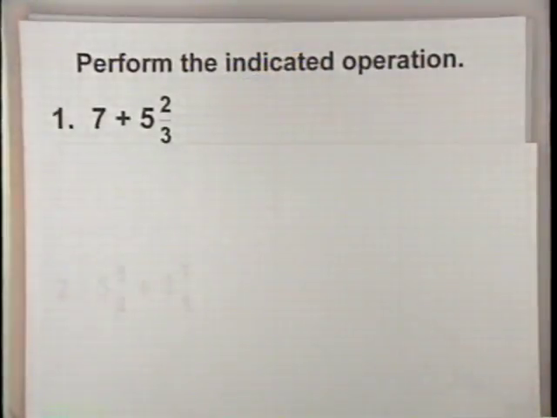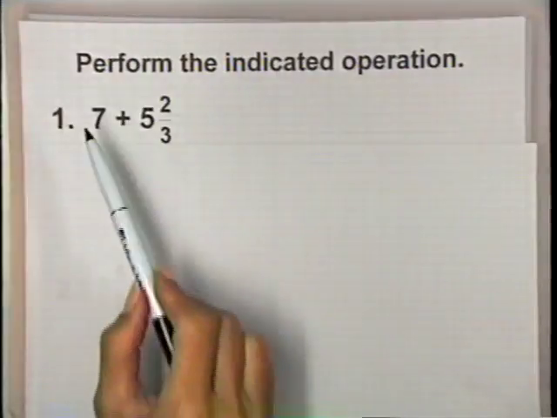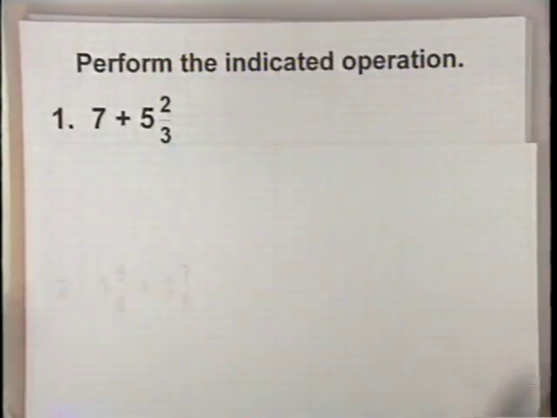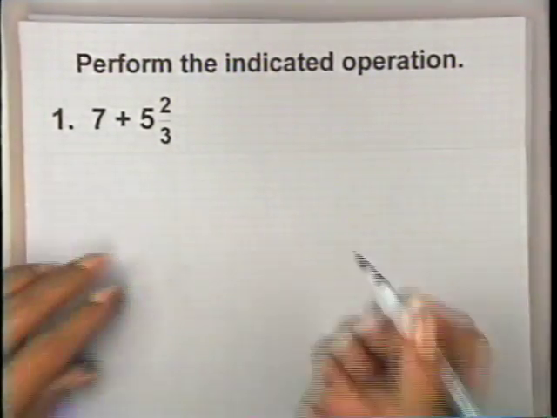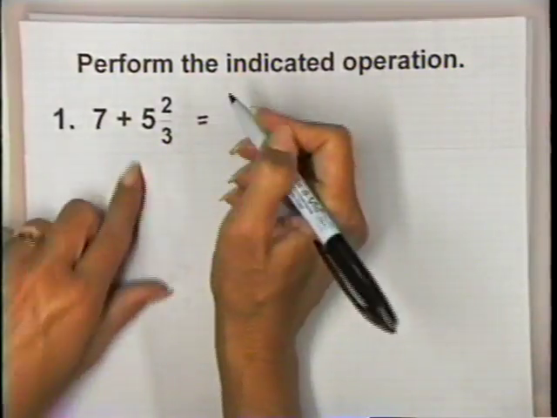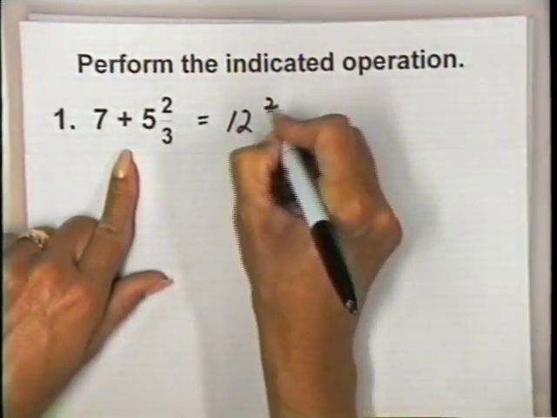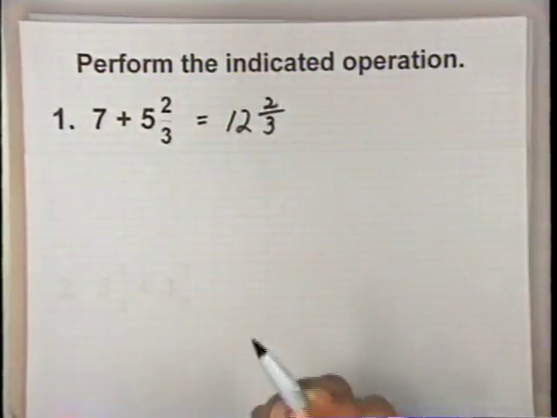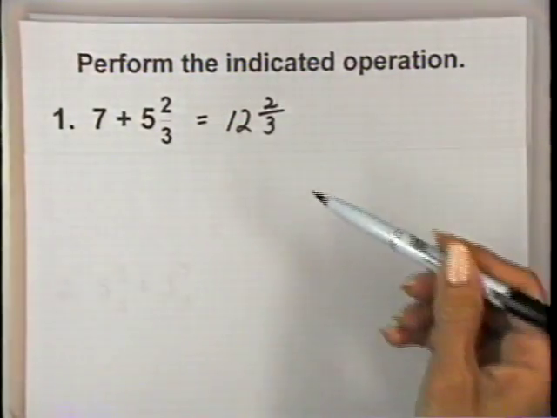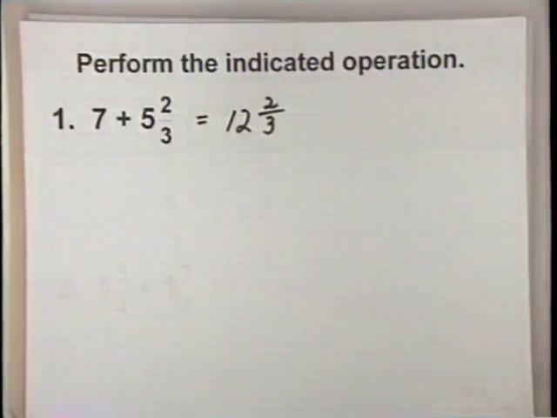So let's look at some problems here. In problem number 1, actually, we are adding a whole number to a mixed number. When we add a whole number to a mixed number, we add the whole numbers. 7 plus 5 is 12, and then we write the fraction 2/3. Let's make sure that 2/3 is reduced and it is not improper.